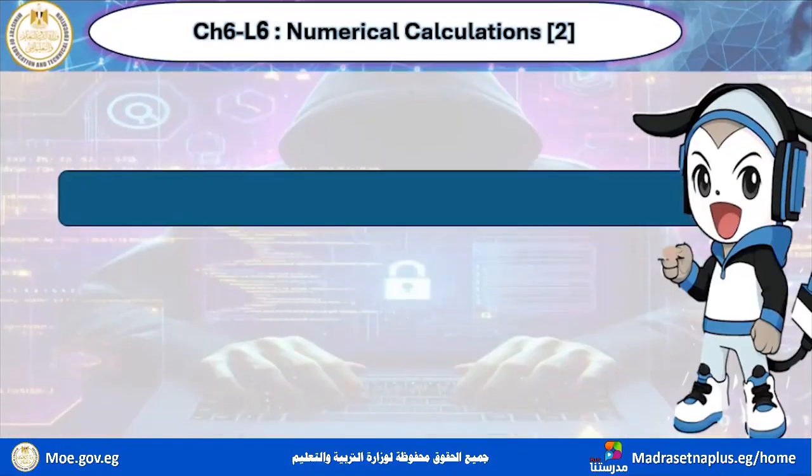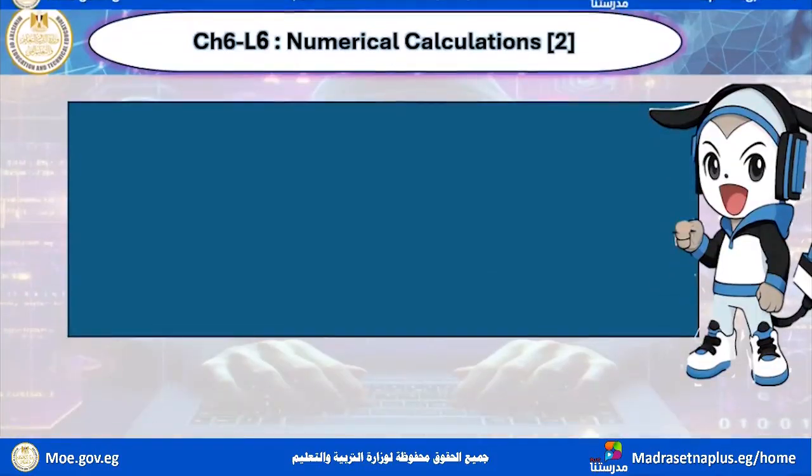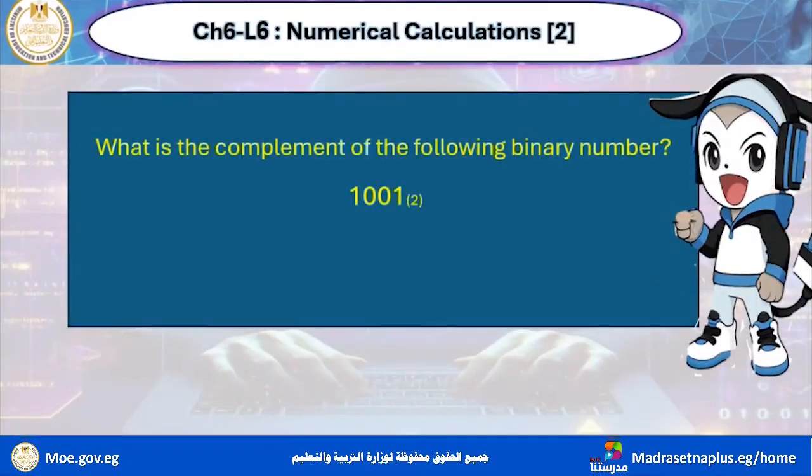Now let us practice together. What is the complement of the following binary number? Now take it 1, 0, 0, 1. Invert: 0, 1, 1, 0. Now add 1. So the result will be 1, 1, 1, 0.